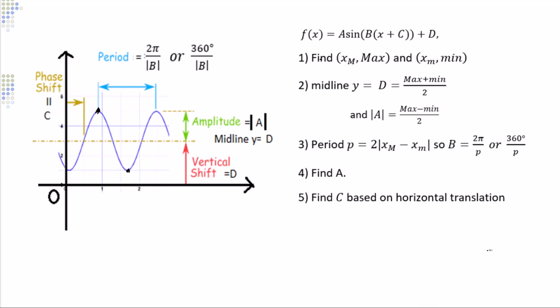This video is about how to write a sine or cosine function from a given graph. If you are given a cosine or sine graph, we can figure out the coordinates for the maximum and minimum. We use these 2 points to figure out the midline. Midline means the midpoint between the maximum and minimum value. So y equals (maximum value plus minimum value) over 2.